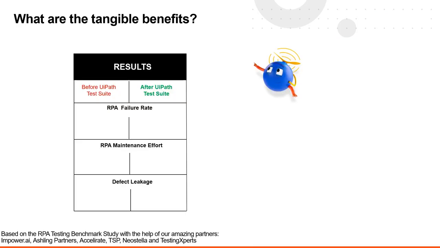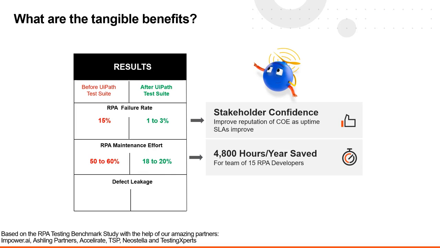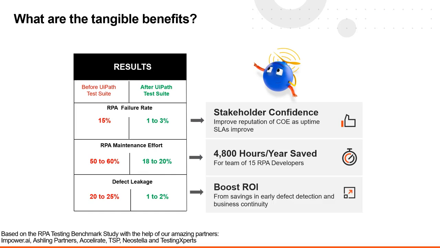We performed an RPA testing impact analysis using Test Suite, and these were the results. Before Test Suite, the average failure rate was 15%, which reduced to 1 to 3%, making the automations more stable. Next, the RPA maintenance effort was 50 to 60%, which reduced to 18 to 20%, saving a significant amount of time. Finally, the defects reduced from 20 to 25% to 1 to 2%, boosting the ROI.